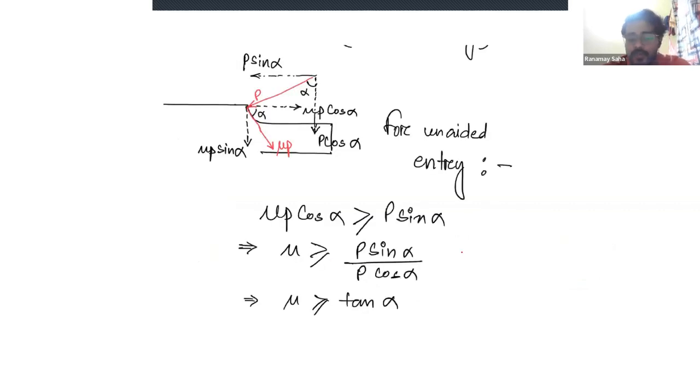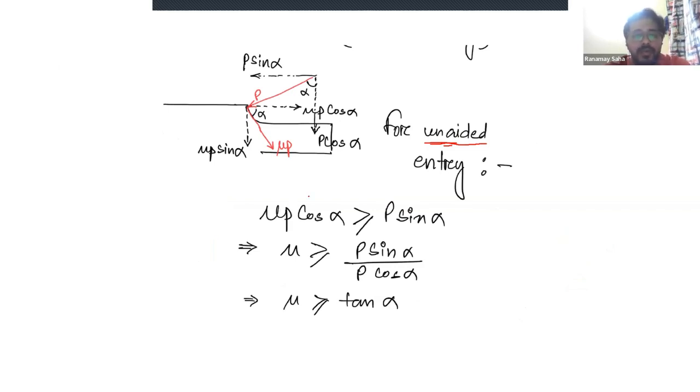Now, you may be asked a question: suppose you don't use any front and back tensions, that is the unaided entry, meaning you don't give any tensions at the start and back of the process. For that case, what should be the condition?